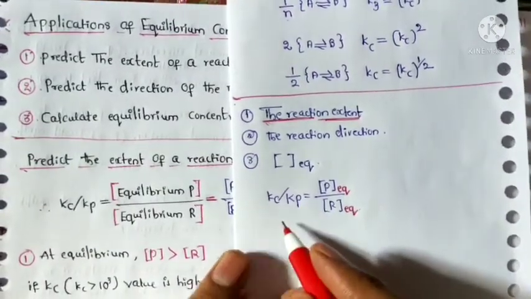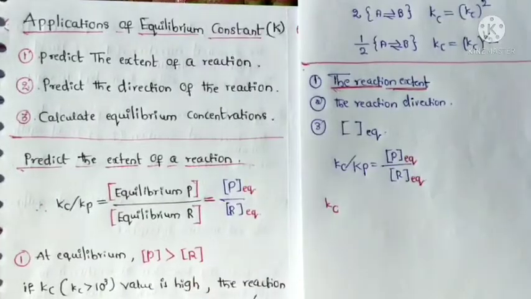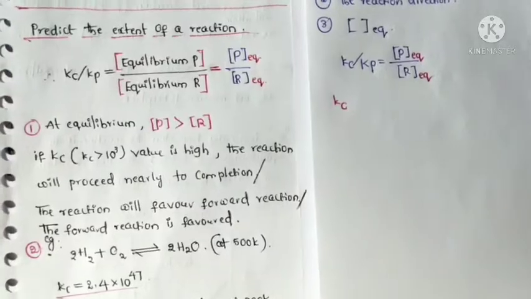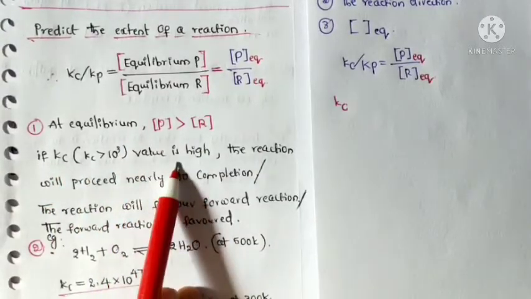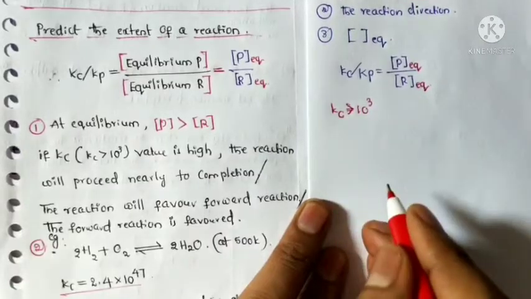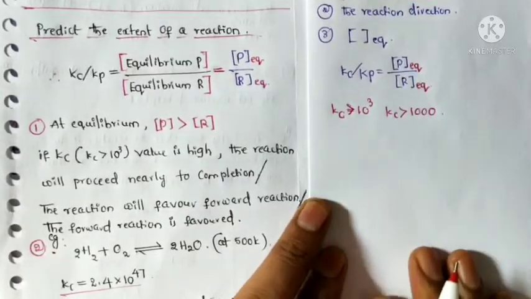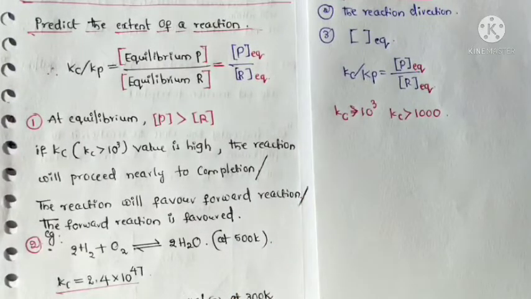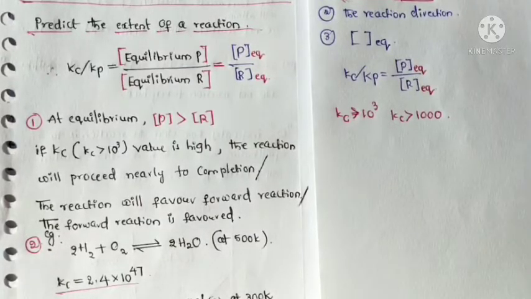Okay, so now, if the Kc value is high at equilibrium, that means the Kc value is greater than 10 to the power of 3, that means greater than 1000, then the reaction will proceed nearly to completion, or the reaction will favor the forward reaction, and the forward reaction will proceed to a great extent.